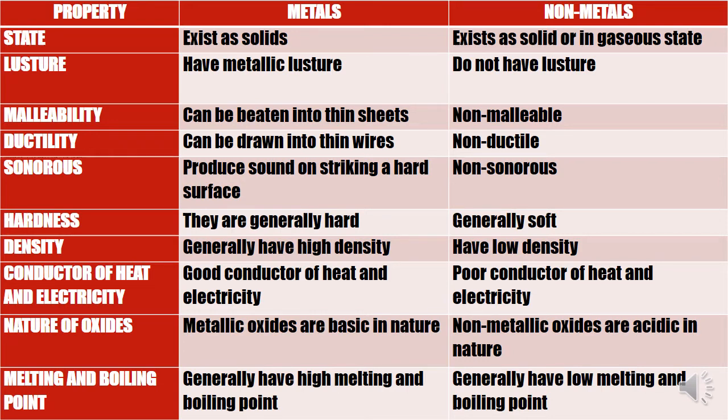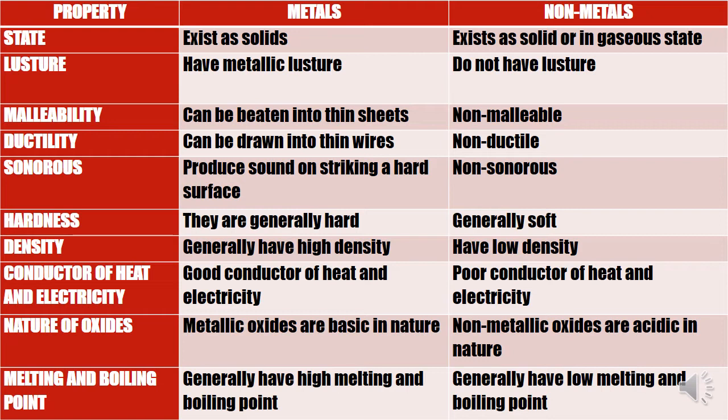First is state. Metals exist as solids, whereas non-metals can be in solid or in gaseous state. Luster: as you know, metals have metallic luster. They have a shine, whereas non-metals are dull. They do not have luster. Malleability: yes, metals can be beaten into thin sheets. We find aluminum sheets and iron sheets in our daily use, whereas non-metals cannot be beaten into thin sheets. Therefore, they are non-malleable.